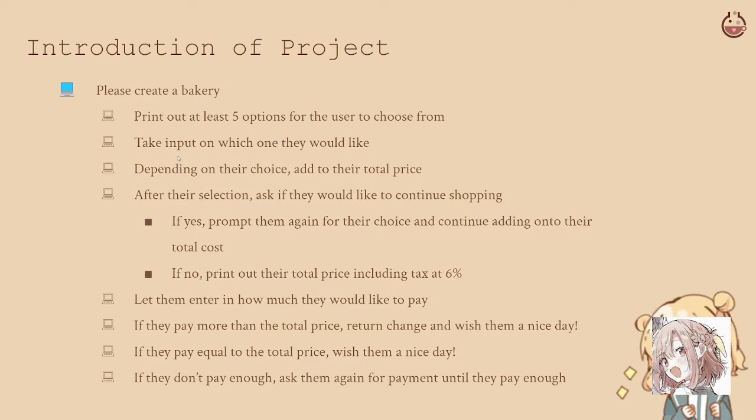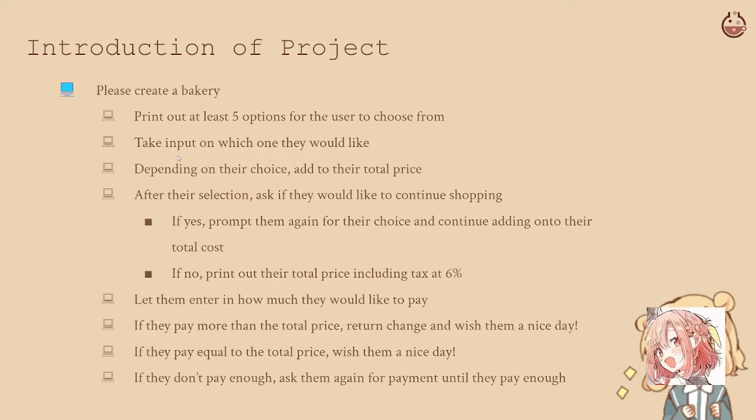So here's the project. Please create a virtual bakery, if you will. Print out at least 5 options for the user to choose from. Take input on which one they would like, and depending on their choice, add to their total price. After the selection, ask again if they would like to continue shopping, and keep asking until they say no. After they say no, let them enter how much they would like to pay.